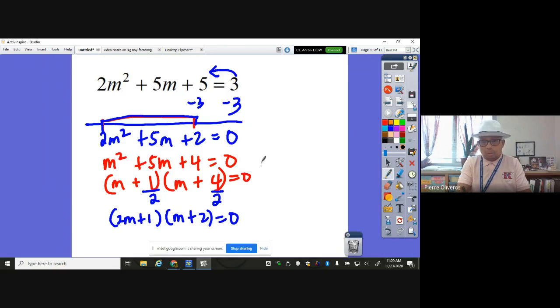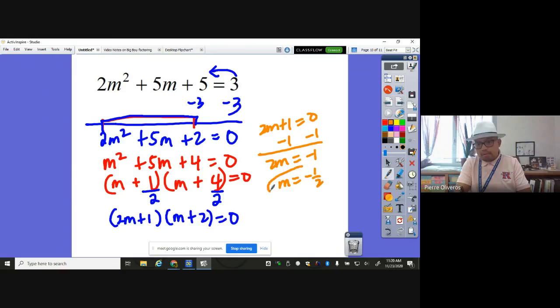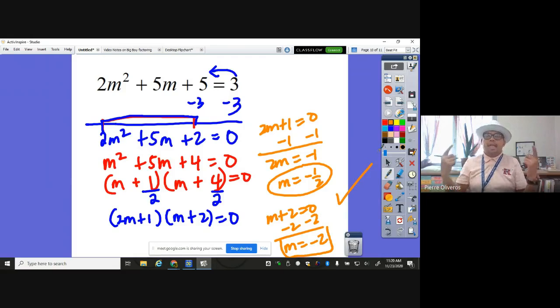Now you split them into 2. That will give us 2m plus 1 is equal to 0, minus 1, 2m equals negative 1. So therefore, m equals negative 1 half. And the other one is m plus 2 is equal to 0, minus 2. So therefore, m equals negative 2. There you have it. And that's how you solve a quadratic function or equation by factoring. Kaboom.